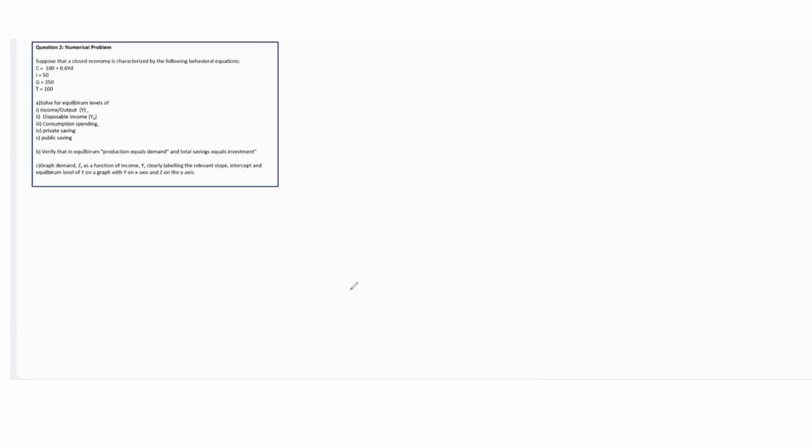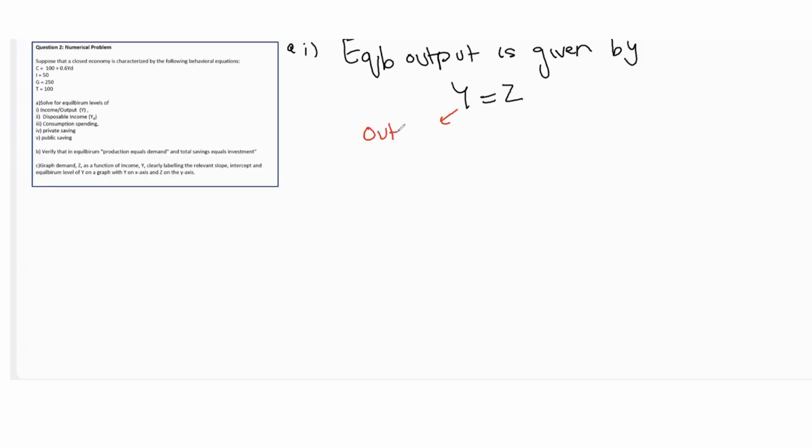What you're going to do, in the first part, is find equilibrium output. So let's start with A1. We know equilibrium output is given by Y equals Z. This is the goods market equilibrium condition, where Y represents output or income and Z represents demand.